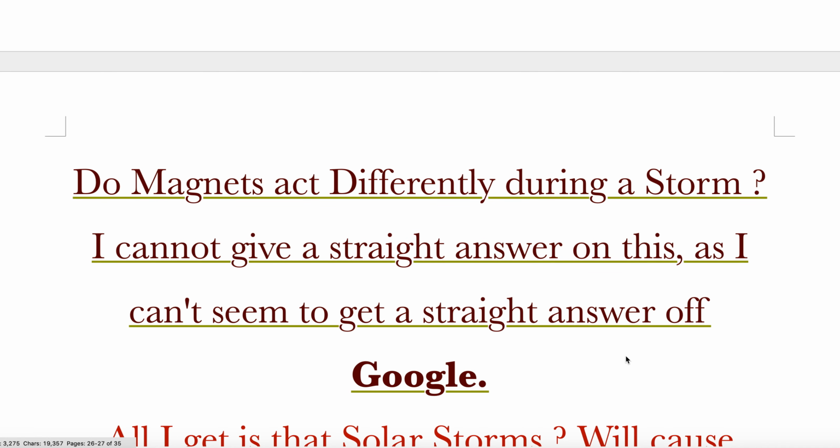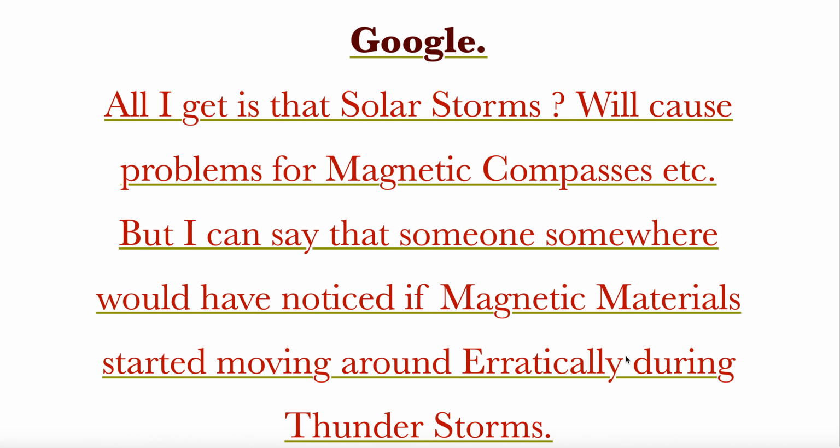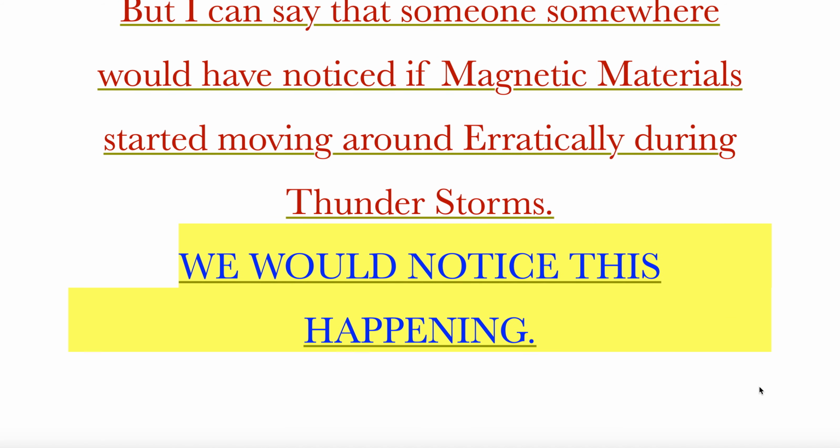Do magnets act differently during a storm? I cannot give a straight answer on this, as I can't seem to get a straight answer off Google. That's really strange. I couldn't get the information. All I get is that solar storms will cause problems for magnetic compasses, etc. But I can say that someone somewhere would have noticed if magnetic material started moving around erratically during storms. We would notice this happening, right?